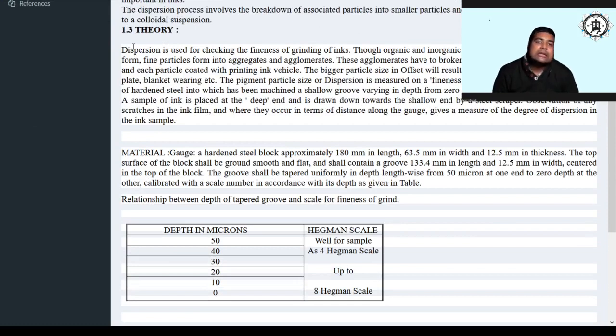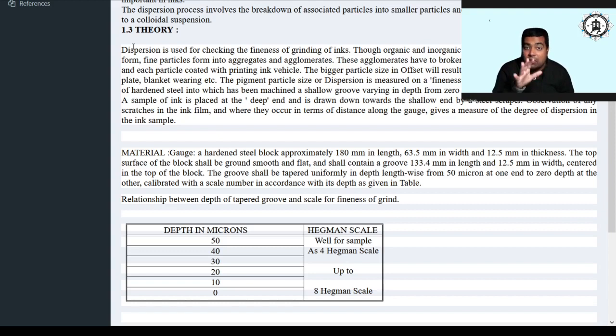Now see, dispersion is used for checking the fineness of grinding of ink. Grinding means the pigment has to be ground or uniformly dispersed. That process is known as grinding. How is it done? Ink is made to pass through a triple roll mill. There are other mills also, like the bead mill and ball mill, but I'm not talking about those. Between multiple, very huge rollers, ink is made to pass.